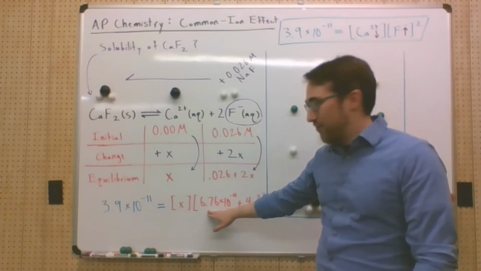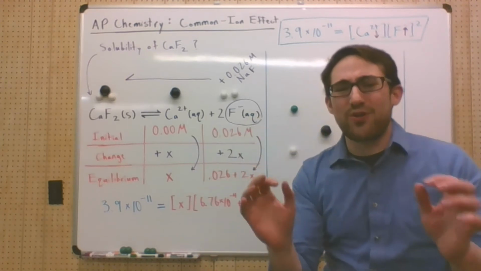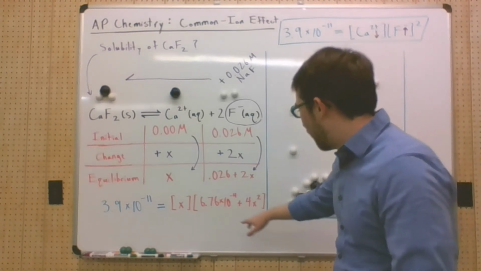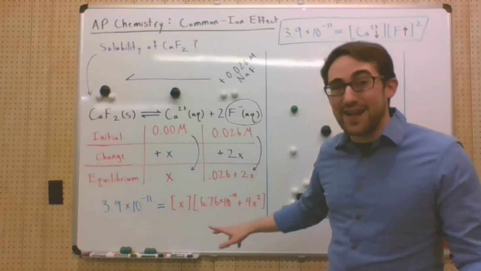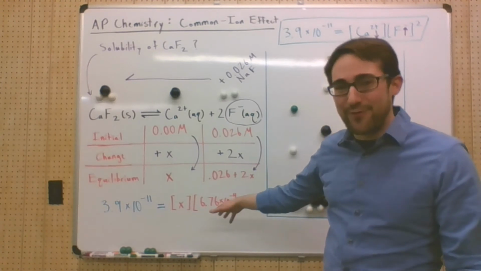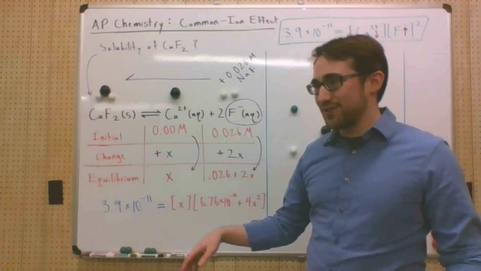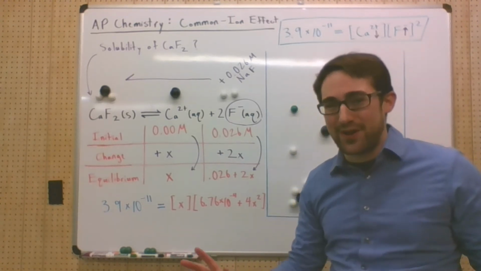Taking this 6.76 times 10 to the negative fourth plus something so invariably tiny is like it's not even there. We're not even going to have enough significant figures to go out far enough to recognize the difference. So maybe this goes from 6.76 times 10 to the negative fourth to 6.7600000007 or something like that. There's no way it's going to show up in our answer.